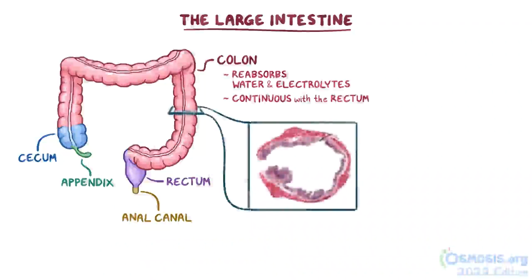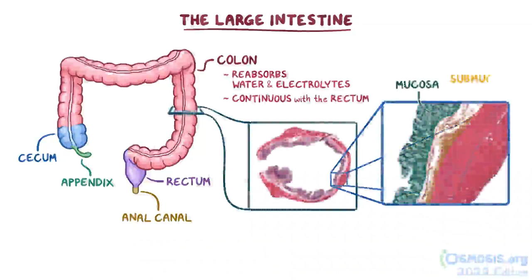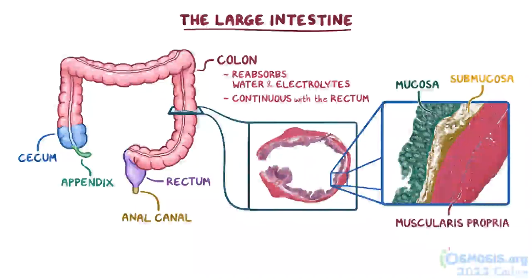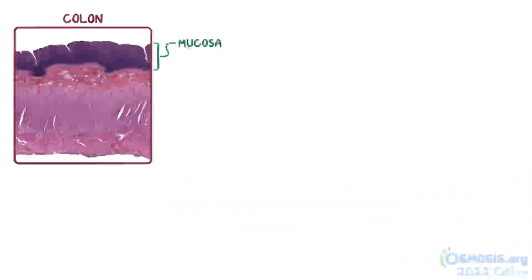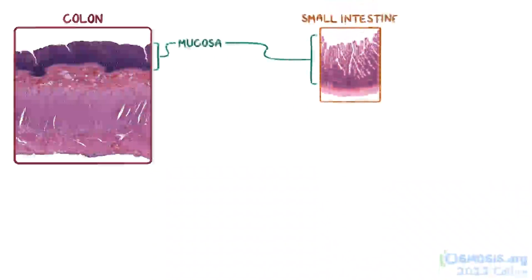Similar to the rest of the large intestine, the colon has four main layers: the mucosa, submucosa, muscularis propria, and a surrounding serosal layer of connective tissue that isn't seen in this image. Even at low magnification, we can see that the colon's mucosa at the top of this image doesn't have the distinct long villi or finger-like projections that would normally be seen in the small intestine.